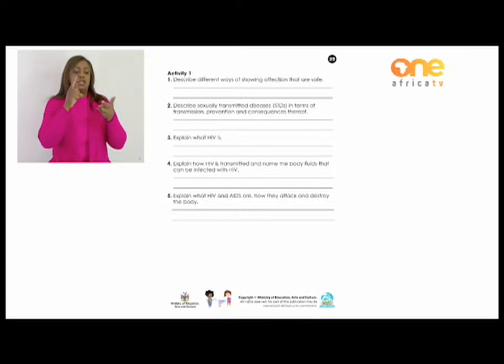Number 2: Describe sexually transmitted diseases, or STDs, in terms of transmission, prevention, and then the consequences thereof. Number 3 says, explain what HIV is. The second last question says, explain how HIV is transmitted, and name the body fluids that can be infected with HIV. And the last one says, explain what HIV and AIDS are, how they attack and then destroy the body. So I'm hoping that all of us will be able to answer these questions.